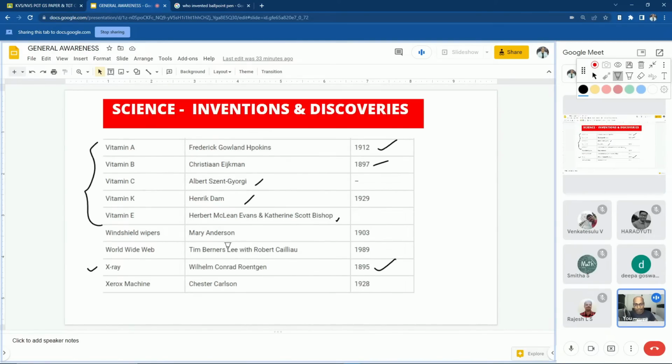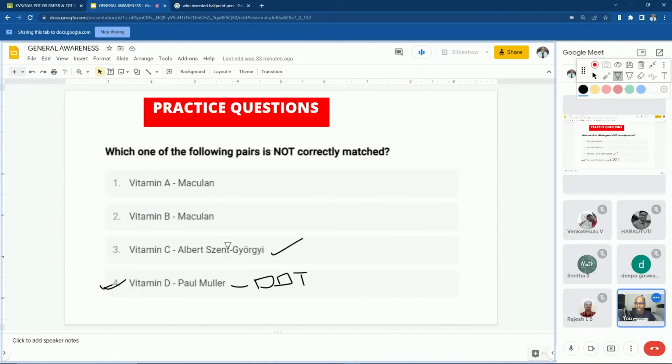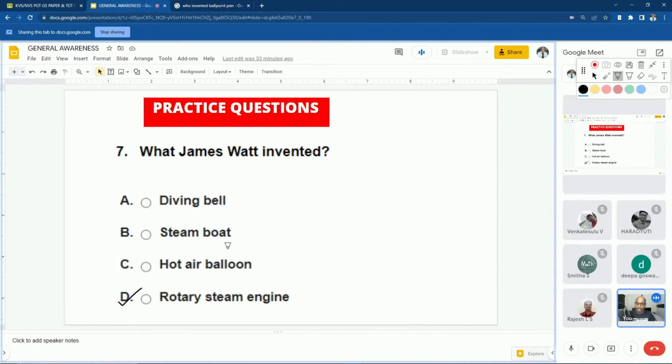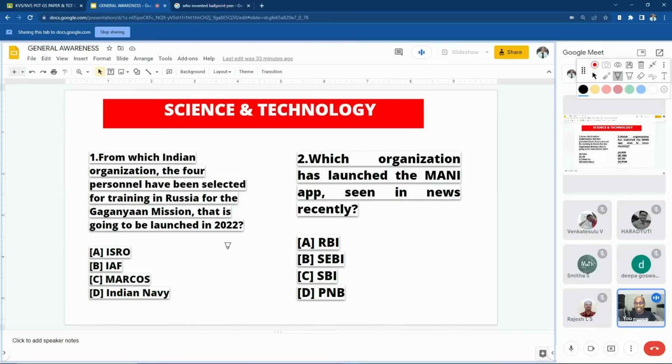So these are the important inventions and discoveries, and this is the static information in the science, because these things will remain the same even after 100 years also. So we need not worry much about this kind of static general information, but we need to always update with the science and technology.